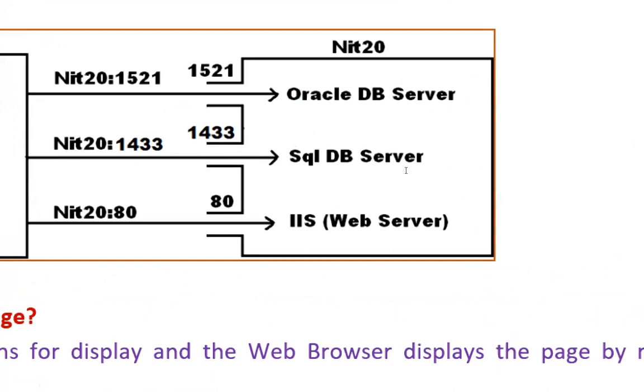But NIT 20 is like your branch. What branch? A branch of a bank. In that, these are counters. Counter number 1, counter number 2, counter number 3, like this. These are going to be different, logical. Counters are not physical here, counters are logical only. In the bank, they're just divided, that's all. So here also, these ports are logical.